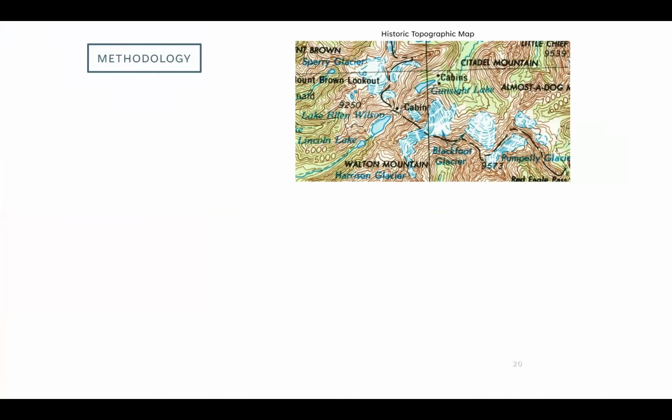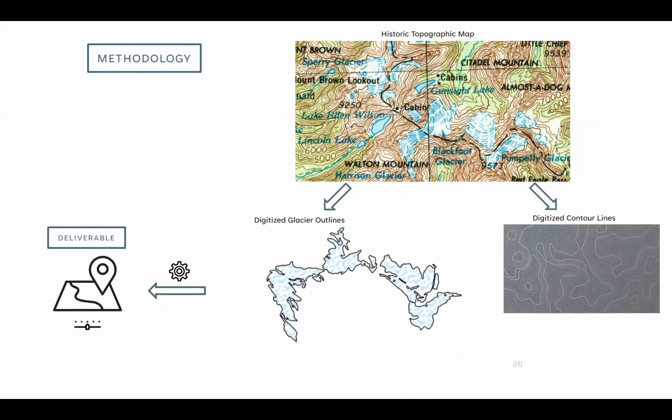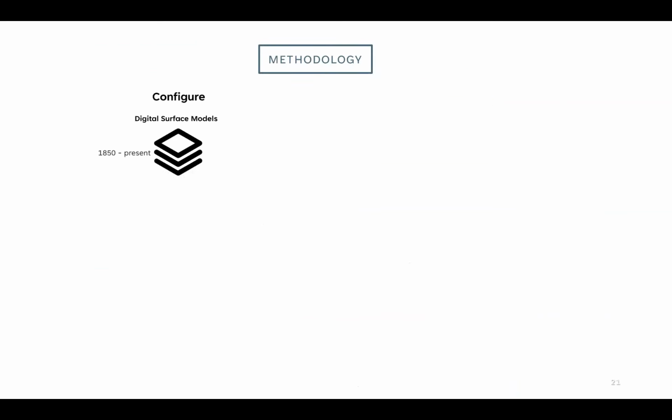From the historic topographic maps, the glacier outlines and contour lines will be digitized separately. The outlines of glaciers can be used to compare area change over time, and it will be configured and added to the final deliverable. And that together with the digitized contour lines, they will be applied to create digital surface models. And with the digital surface models created for the selected years, volume change for each interval can be calculated by tools such as raster calculator.